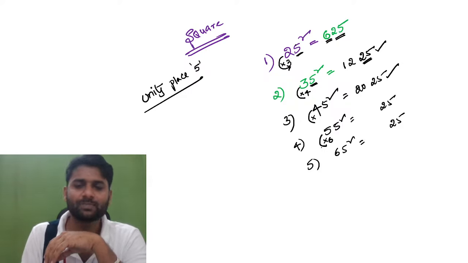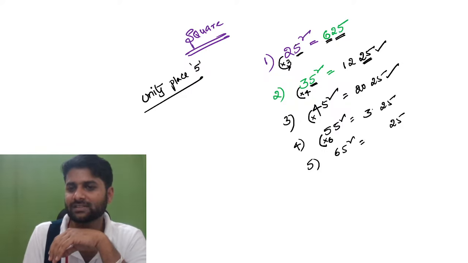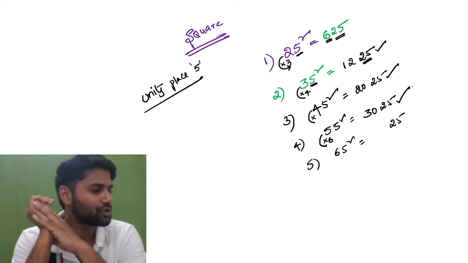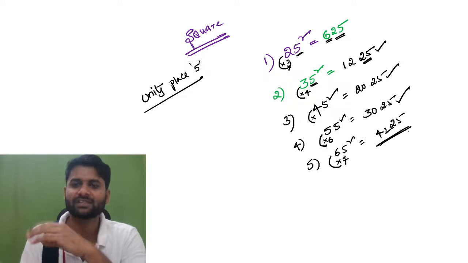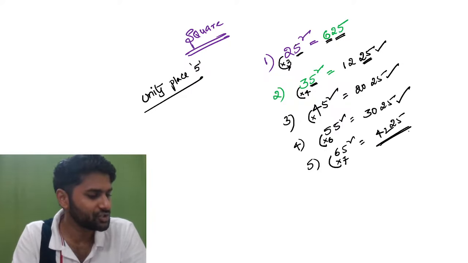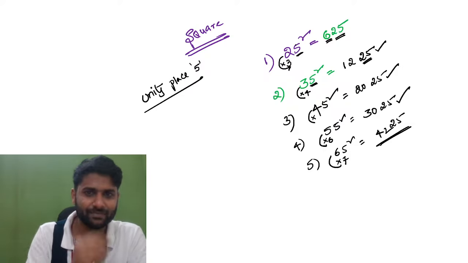Now in the same way, the next number after 5 is 6. 5 multiplied by 6 is 30. Then the result becomes 3025. In the same way, 65 square: 6 into 7 is 42. Then 65 square is equal to 4225. So is it clear?